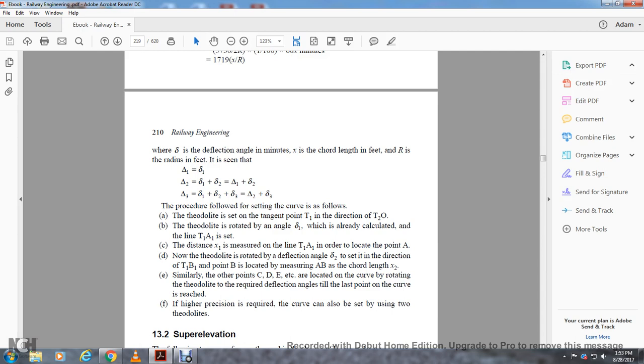Procedure for setting out the curve with the theodolite: set the theodolite at the tangent point T1 in the direction of T2. The theodolite is set with angle 1, which was already calculated, from the tangent. A distance A1 is measured along it from the tangent point in order to locate point A.